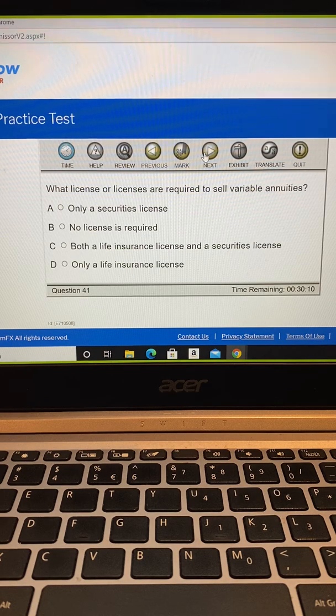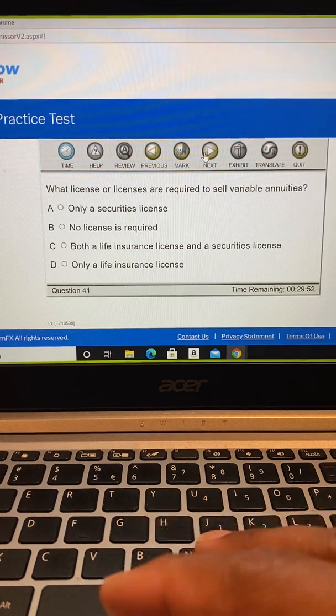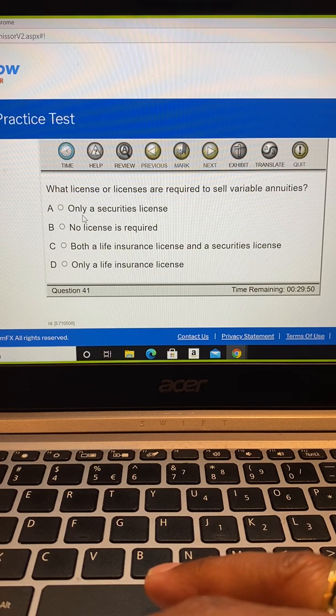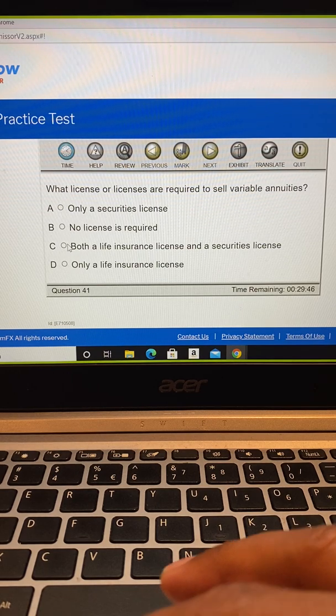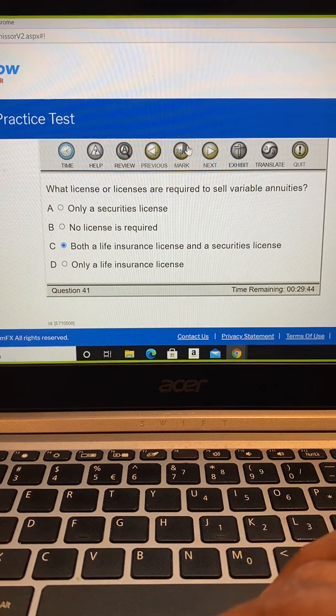What license is required to sell variable? A. Well, no. C. Both life and securities. All right, next.